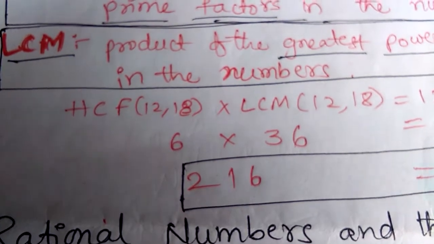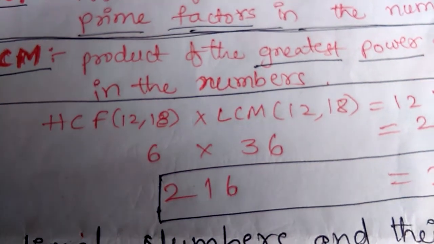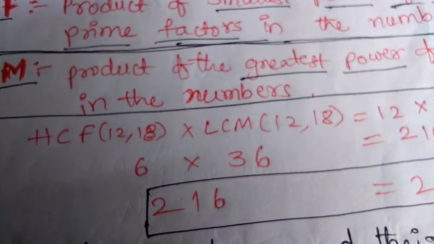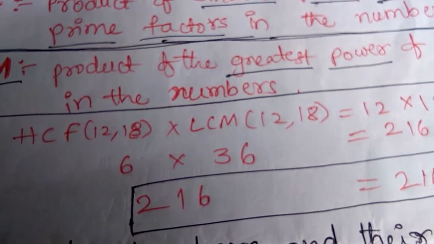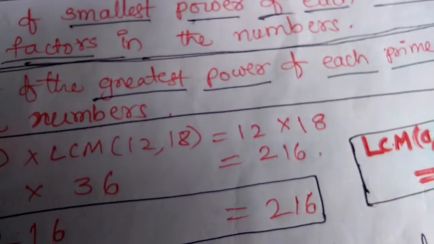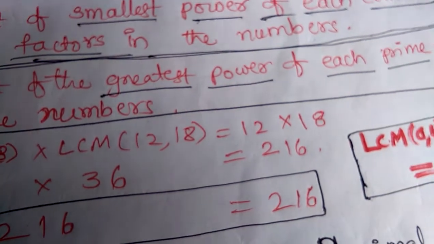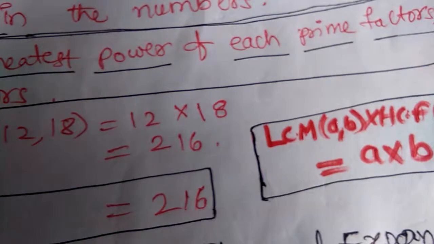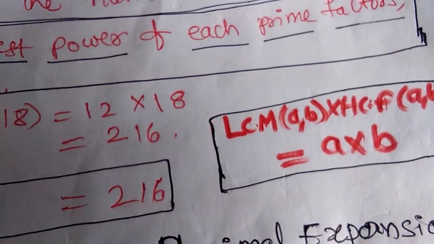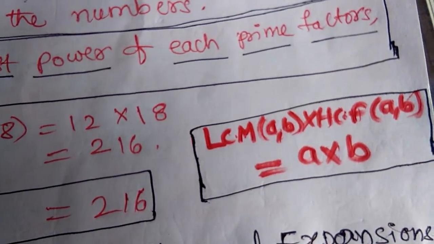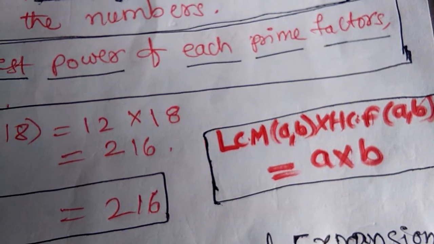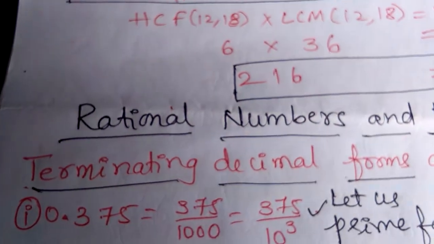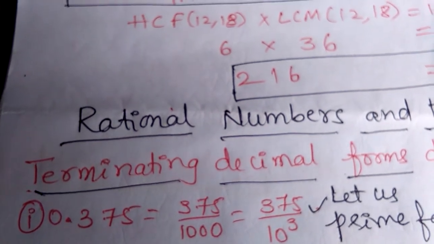Now consider the product of the HCF and LCM of any two numbers, for example 12 and 18. That is 6 into 36, which we know is 216. When you multiply 12 into 18, you also get 216. Therefore we can say that LCM of A comma B into HCF of A comma B will give us the product of the two numbers, A into B. Now this is about HCF and LCM using the prime factorization method.